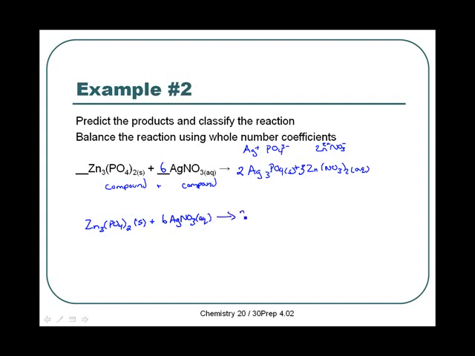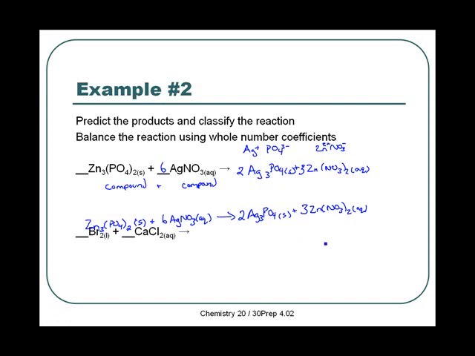So there's my reactants. I get 2 Ag3PO4, and that's a solid, plus 3 Zn(NO3)2, and that's aqueous. So there's our balanced chemical reaction. I don't know if it's any neater or not, but that's what we're going to do.